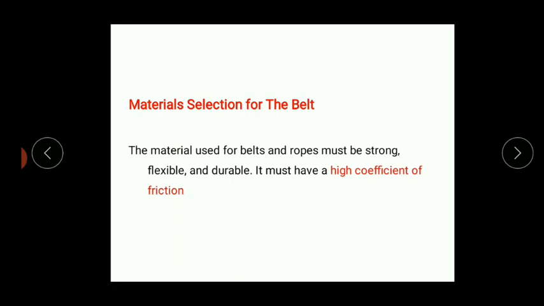Then material selection of the belt. The material is the most important thing for a belt drive, because we already know that it is a type of friction drive. That is, the friction between the belt and the pulley surface will lead to the power transmission. So friction is a must. Material selection of the belt should be such that it should have a high coefficient of friction between the belt surface and the pulley surface.